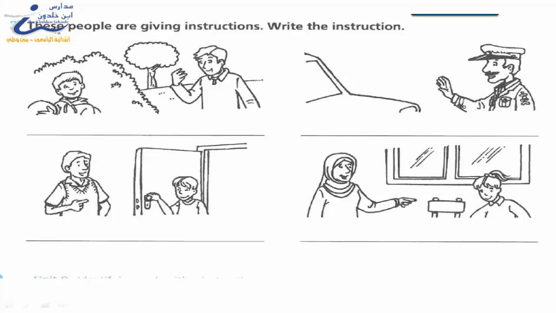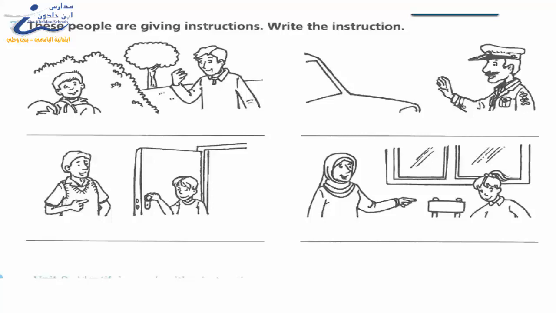Exercise number 3. These people are giving instructions. Write the instructions. Number 1. Before you start answering this exercise, I'm going to remind you again that your answers are all correct, even if it's different from my answer. So you can use your own answer or you can write my answer.